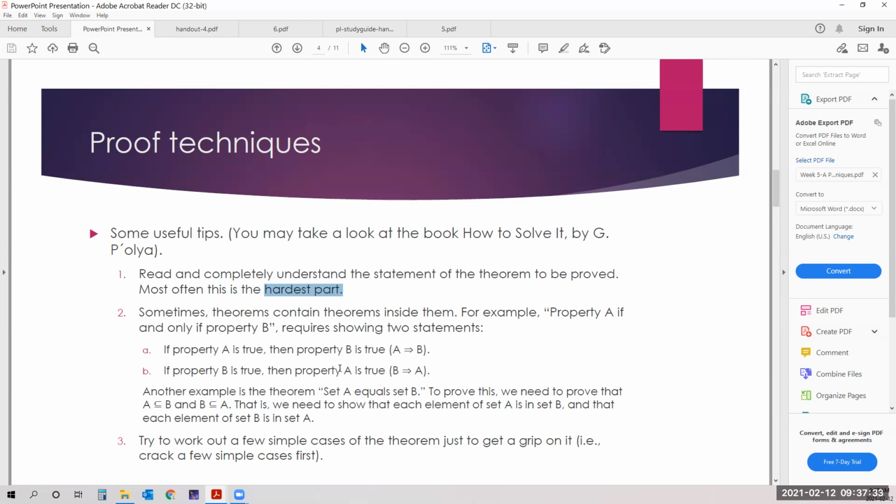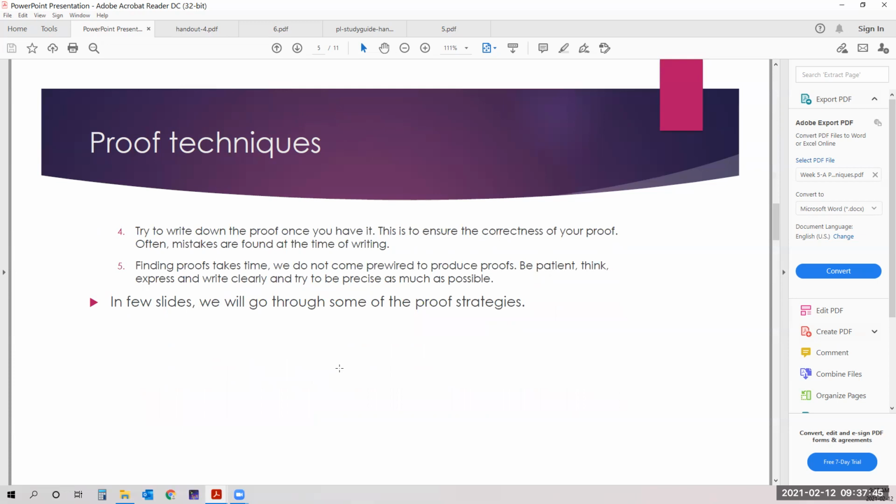Try to work out a few simple cases of the theorem just to get a grip on it. For example, crack a few simple cases first. Try to write down the proof once you have it. This is to ensure correctness of your proof. Often mistakes are found at the time of writing. So normally once you finish your proof, write it down, then read it, because you may miss something or you have a typo.